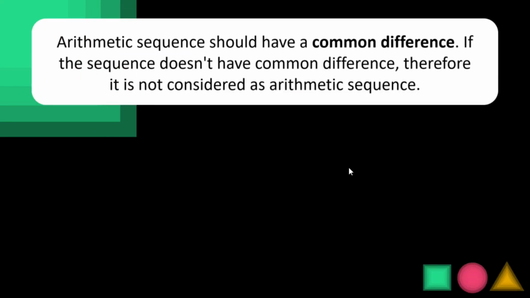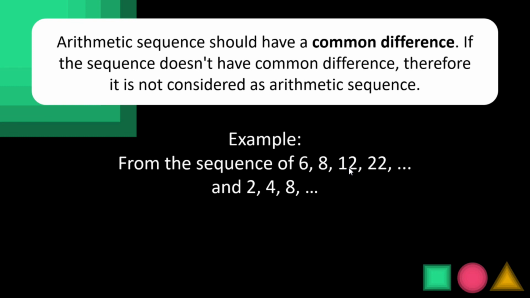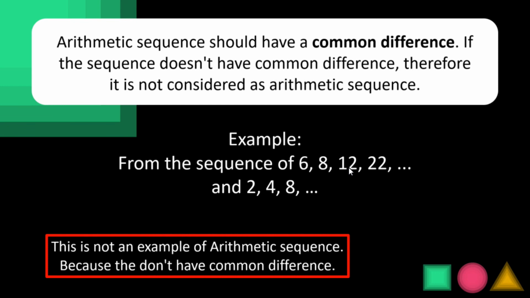To sum it up, when we say arithmetic sequence, it should have a common difference. If the sequence doesn't have a common difference, therefore, it is not considered an arithmetic sequence. Example, the sequence of 6, 8, 12, and 22, and the sequence of 2, 4, and 8, this is not an example of an arithmetic sequence because they don't have a common difference.